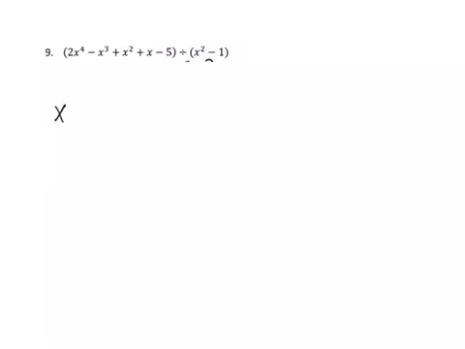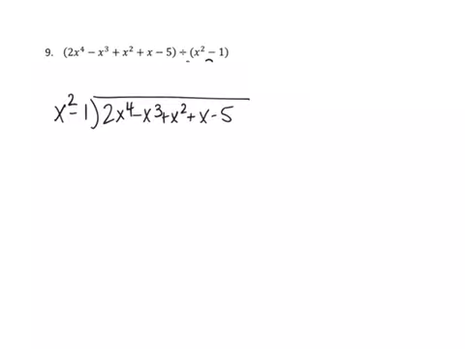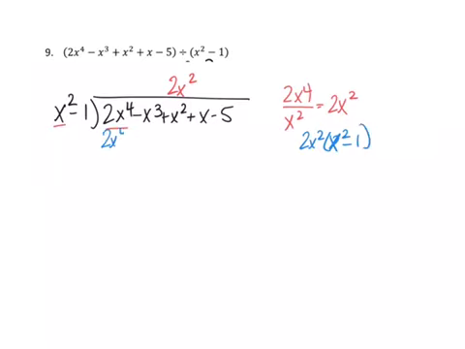Okay, so now we're going to divide x squared minus 1 into 2x to the 4th minus x cubed plus x squared plus x minus 5. So the first thing we're going to do is take the 2x to the 4th, the first term, divided by the first term, x squared, which is 2x squared. And I'm going to put it on top. And then I'm going to multiply 2x squared times the x squared minus 1.